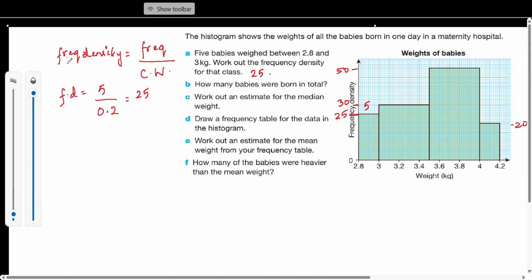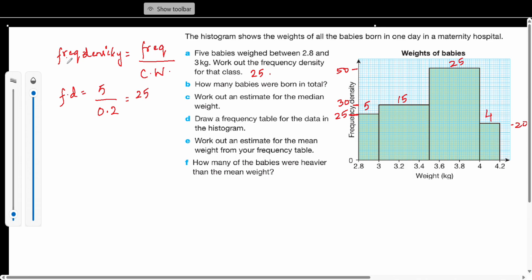How many babies were born in total? This literally means we have to find the frequency for every bar and add them up, meaning find the area of every rectangle. From 3 to 3.5 is 0.5 and the height is 30. 30 into 0.5 is 15, so 15 babies in this interval. 3.5 to 4 is another 0.5. The height is 50. 50 into 0.5 is 25 babies in this interval. 4 to 4.2 is 0.2. 20 is the frequency density. 20 into 0.2 is 4.